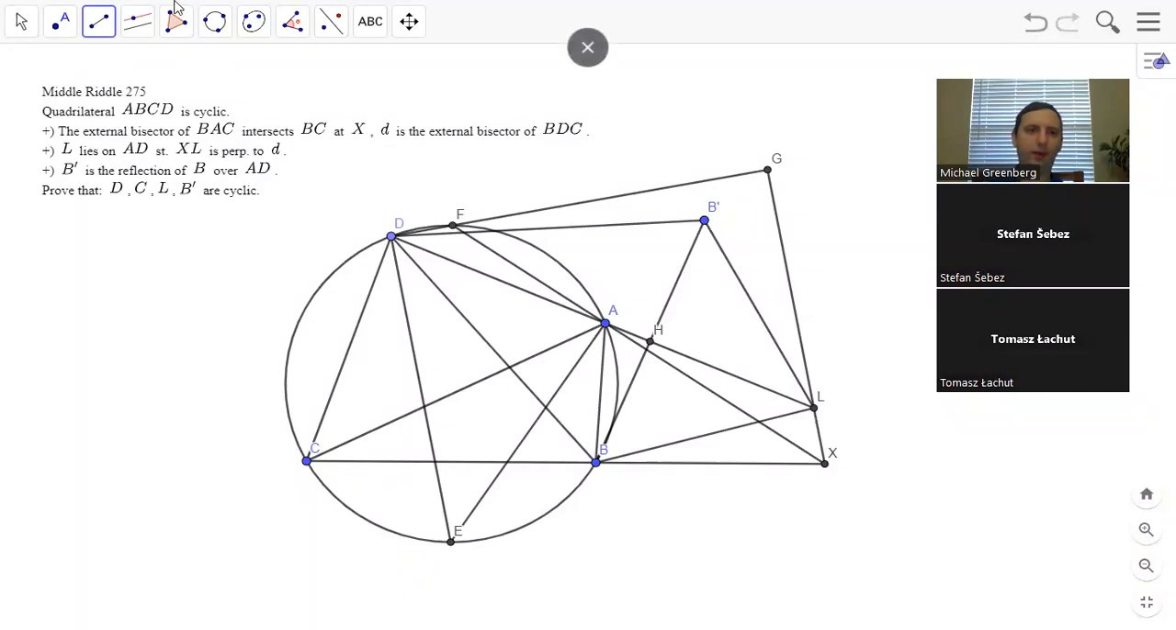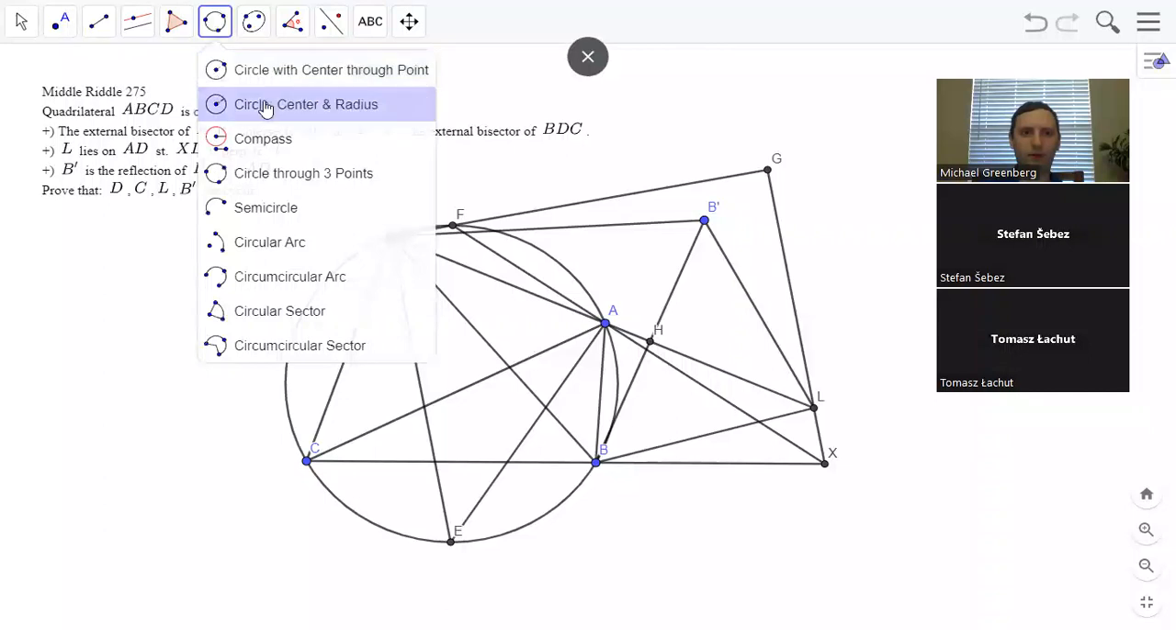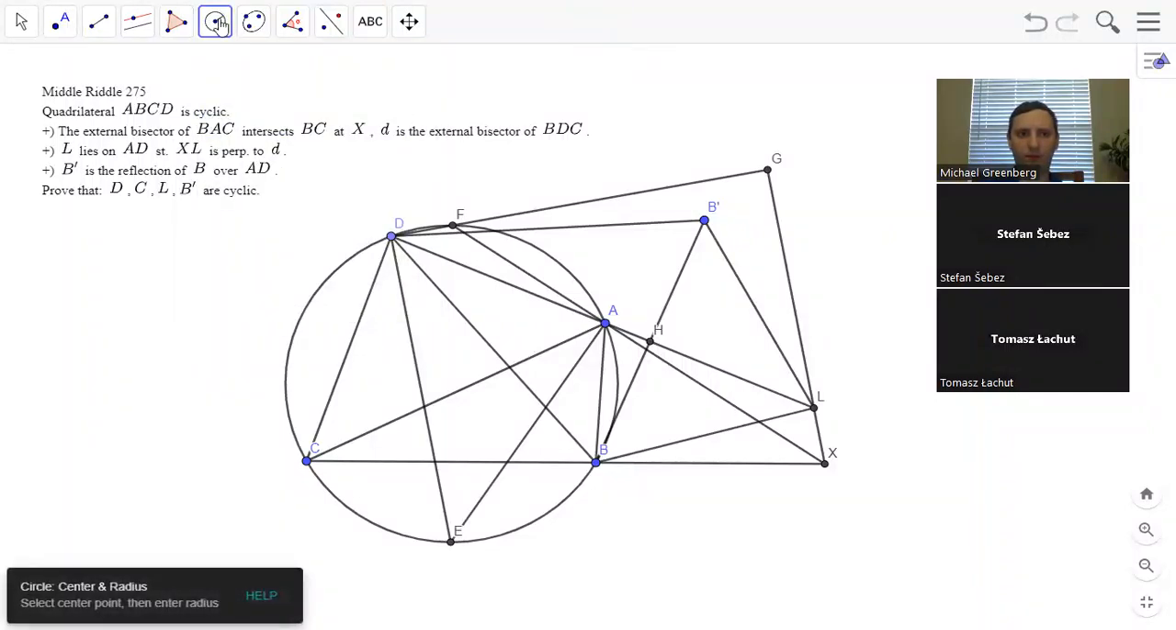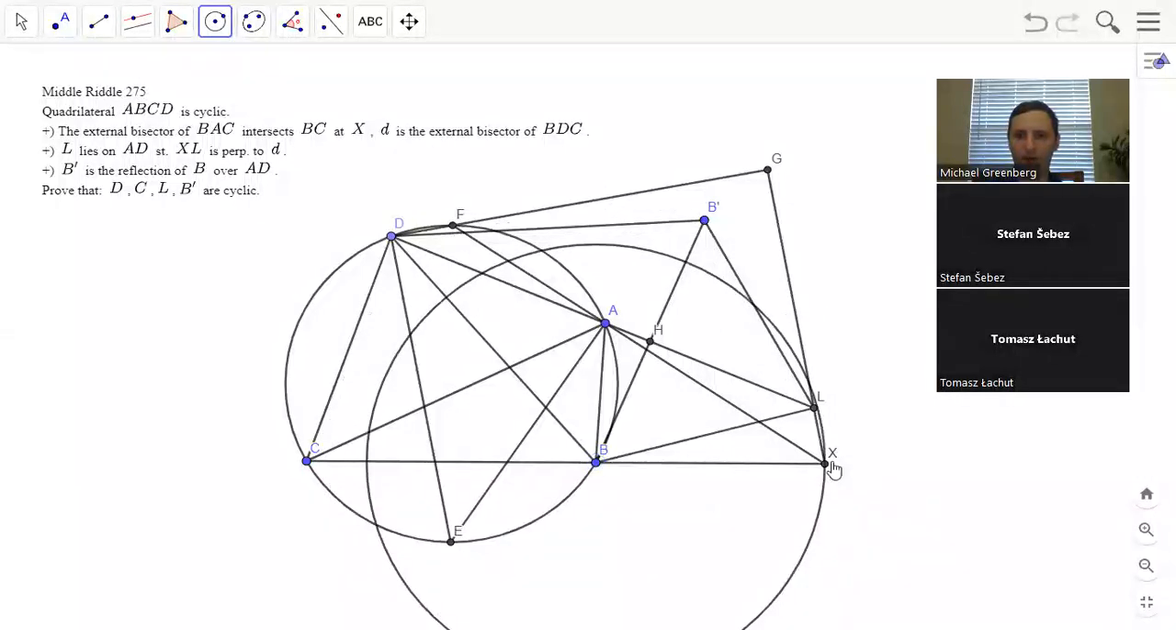I wonder, is BLX isosceles? Or is that just a coincidence? I don't think it is. No.